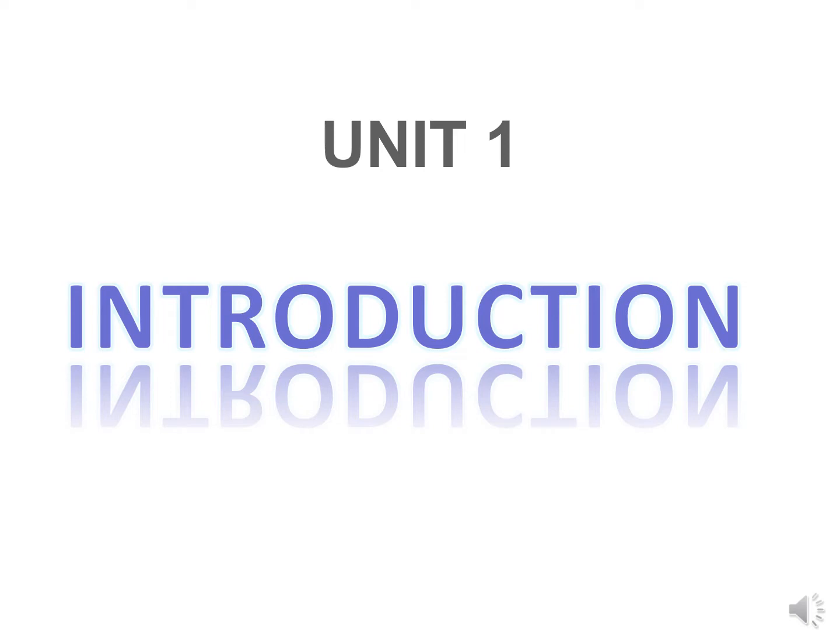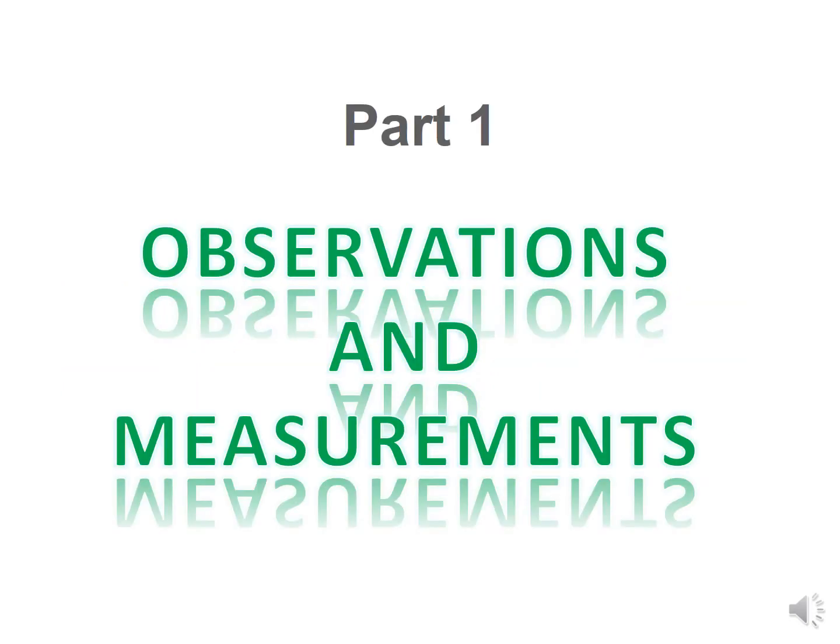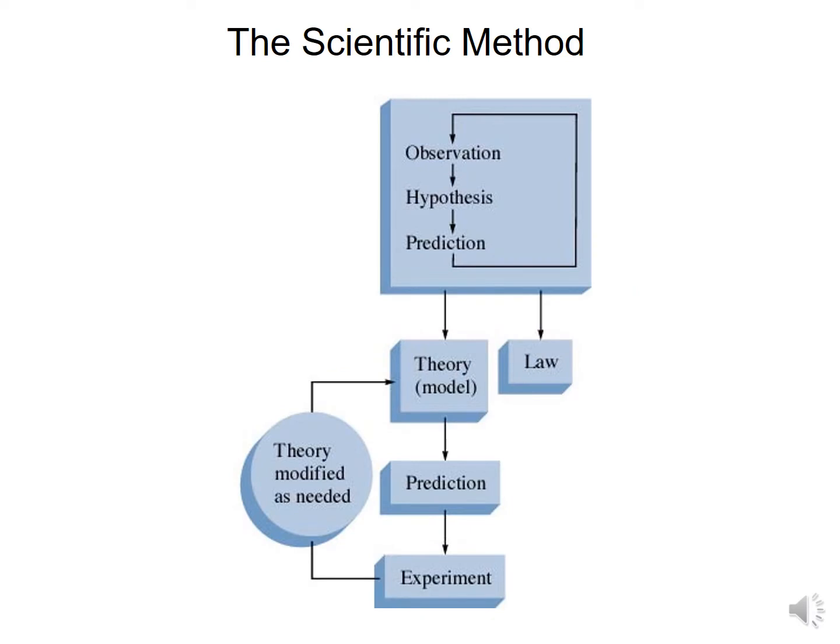In Unit 1, Part 1, we shall look at observations and measurements. These are the foundation on which scientific theories are built. The scientific method. What is the scientific method? Well, if you look at the chart, you'll see that everything starts with observations.